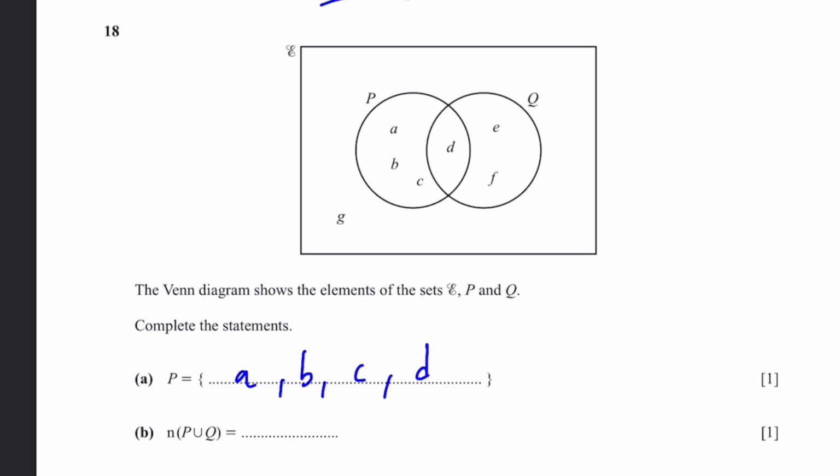B, n of P union Q is equal to dash. So P union Q is everything inside these two, so that'll be 1, 2, 3, 4, 5, 6. We asked for n, so that's why we're writing 6 instead of writing all the values which are given, which is A to F. That's the answer.